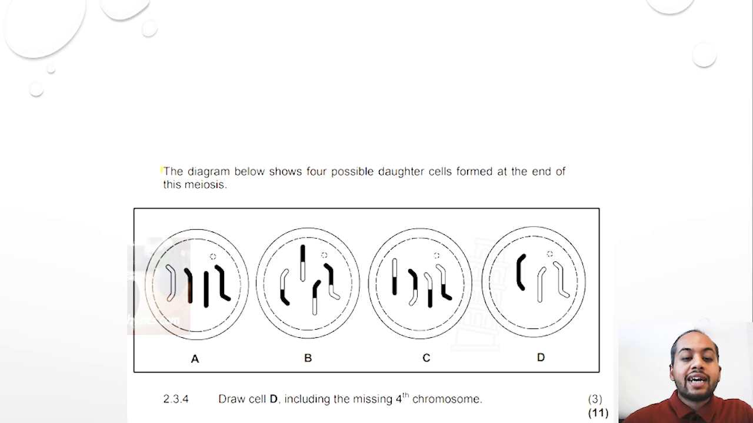The next question says the diagram below shows 4 possible daughter cells formed at the end of this meiosis. So for 2.3.4, you're going to draw cell D including the missing 4th chromosome. If you look at the chromosomes here, you have a white and a black. You see that there are similarities between B and C, because all the chromosomes are going to have half black and half white. But in A and D, it's a full white and 3 full blacks. Therefore, in D, you're supposed to have 3 full whites and 1 full black.